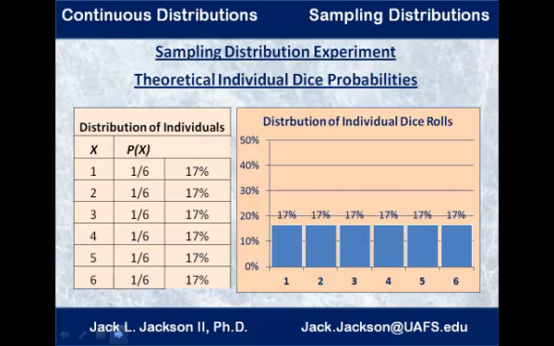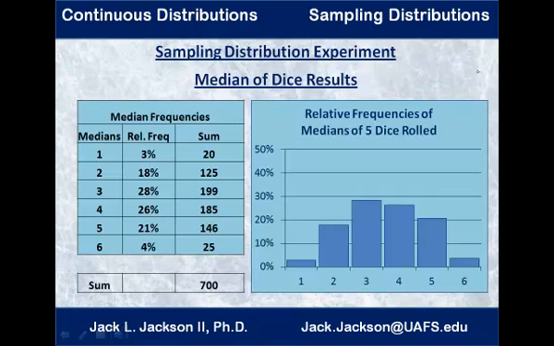Now here's the question though. What about the medians when we compute those medians? Well, here's what the data came out to be. Of the 700 rolls that we did, 700 groups of 5 dice being rolled, notice that you're a lot less likely to get a 1 or a 6.